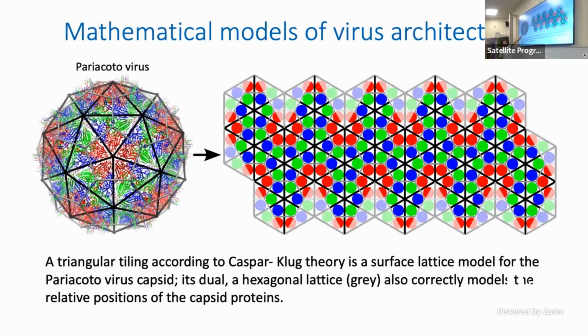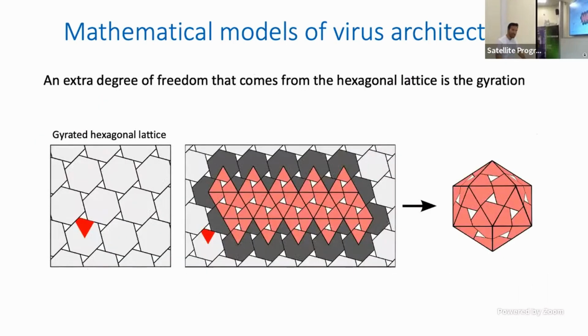But if you look at the dual of this lattice, which is pentagon and hexagon, again the same thing is happening. The proteins are sitting in the corner of the hexagon and pentagon. So you could either use triangular tiling or hexagonal tiling. In both cases, you are predicting the correct position for monomers. So monomers are sitting in the corner of the tiles that are there. So the Caspar-Klug approach works for lots of viruses, and they can capture the position of proteins.